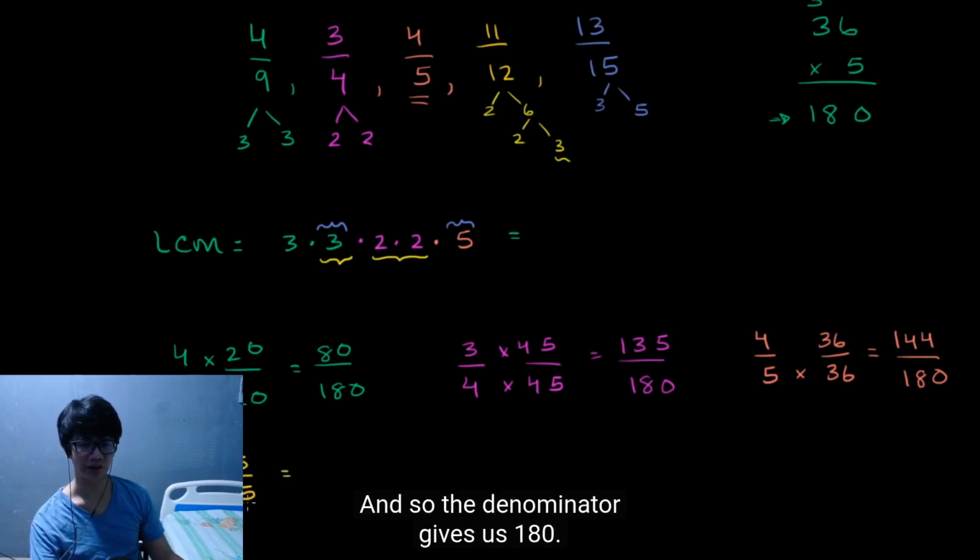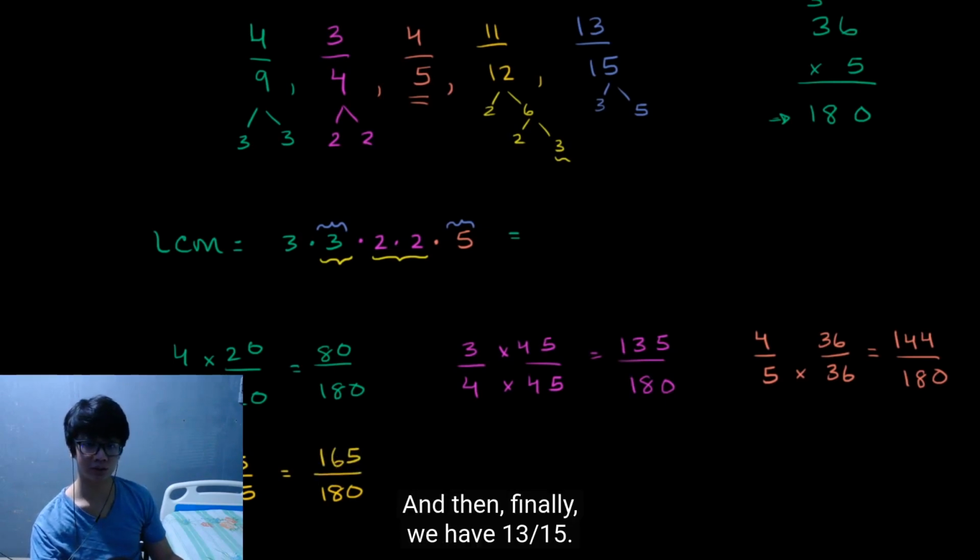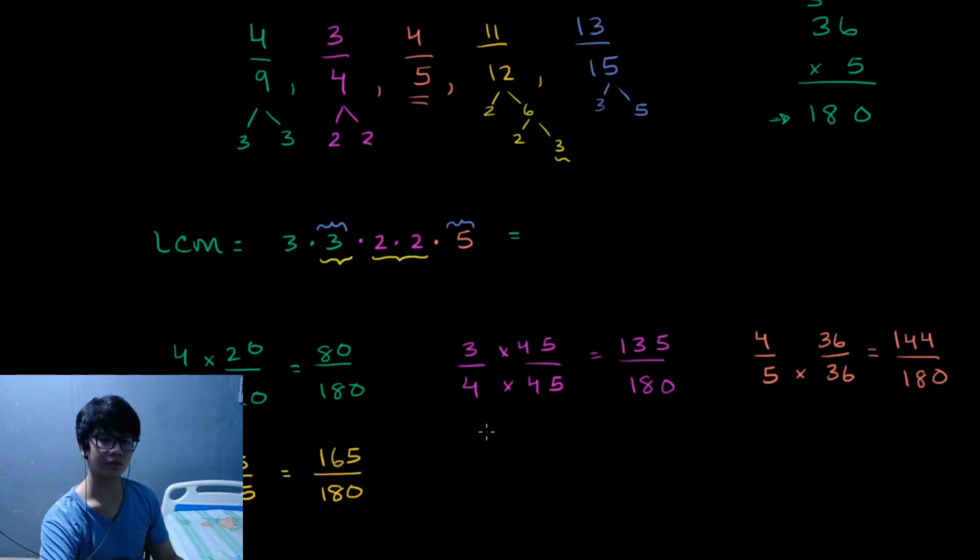And so this gives us the denominator of 180. And 11 times 15, 10 times 15 is 150. And then you have one more 15. So it's going to be 165. And then finally, we have 13 fifteenths.